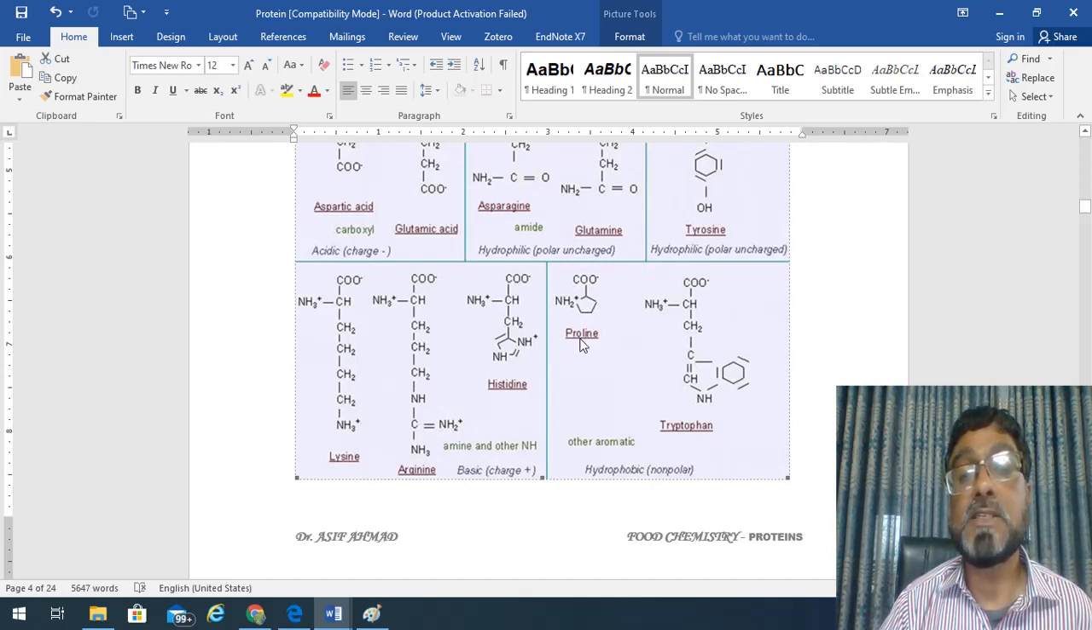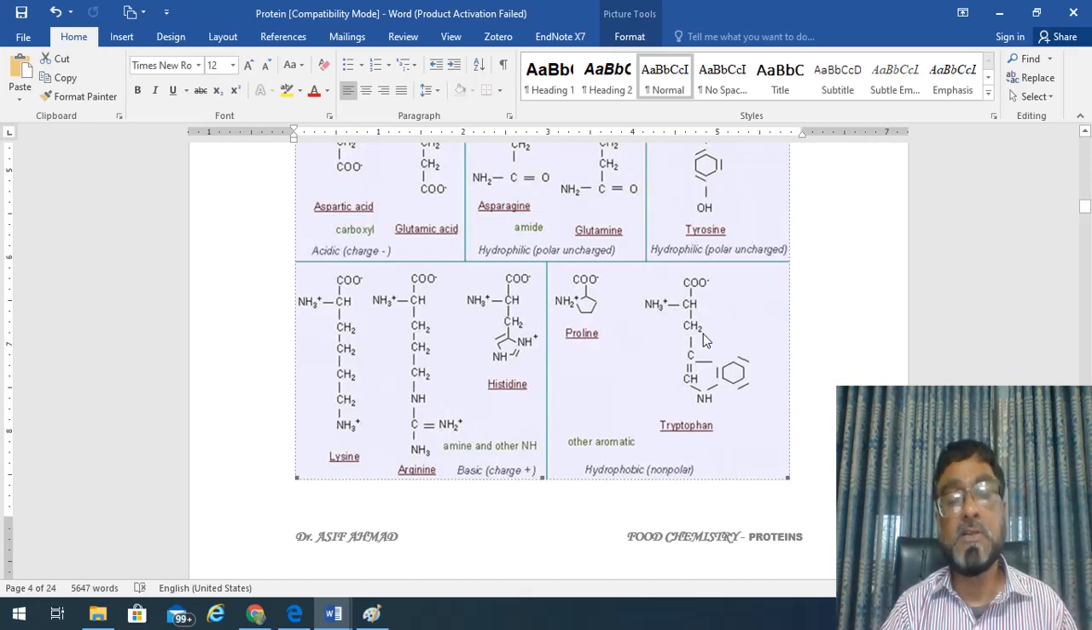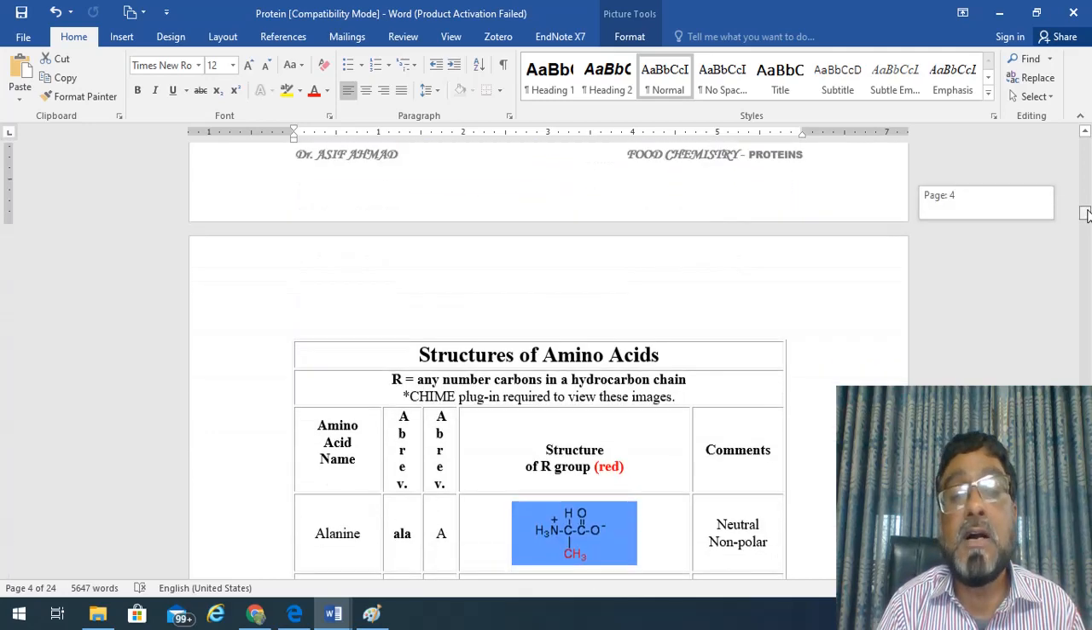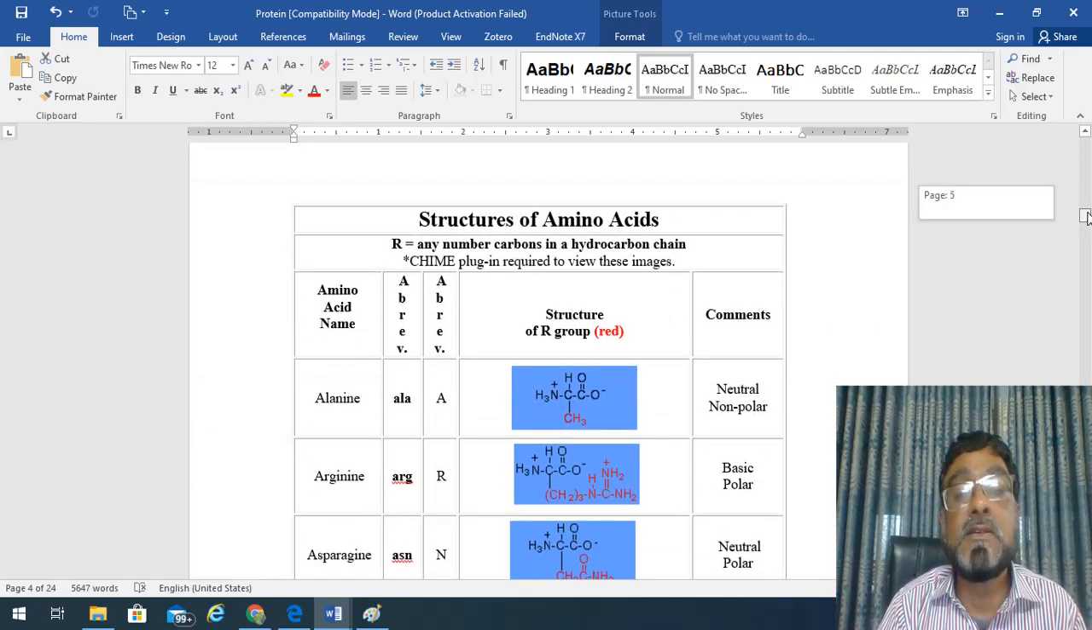There are two amino acids, proline and tryptophan. In this case, this is unique, you have to make the five corners for this proline. On one end COOH and on the other end NH2. In the case of the tryptophan, this is the same structure, and you have to make double rings here, NH, CH, double bond C, and CH2 with that structure. This is tryptophan. So that's all about the structures of the amino acids.